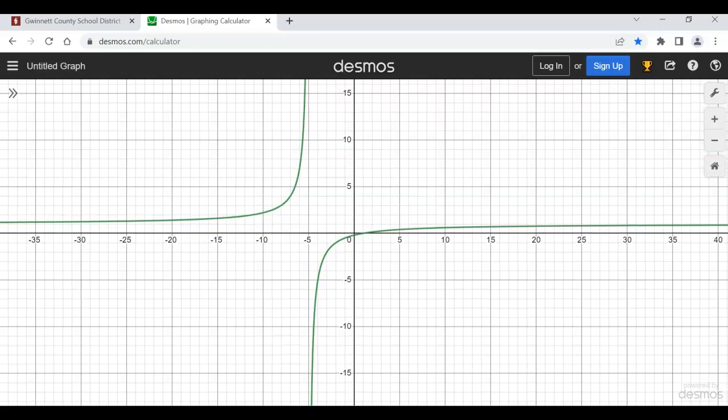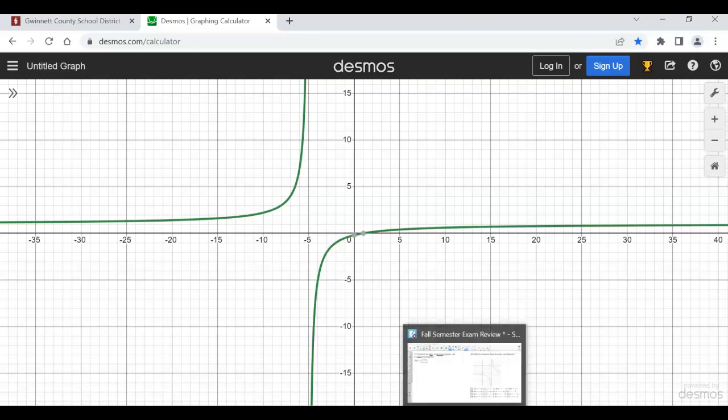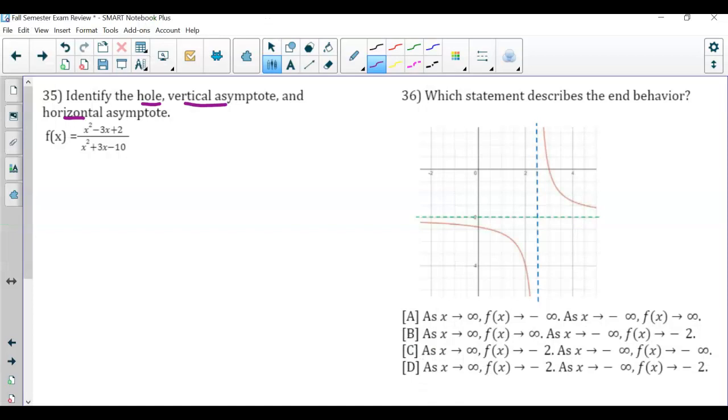Well, notice how it's getting closer and closer, but never reaching negative 5 here. So again, notice how it's getting closer and closer, but never reaching negative 5. So right now we're saying we have a horizontal asymptote at y is equal to 1 and vertical asymptote at x is equal to negative 5. Now we can't see where the hole is in Desmos, so we do have to calculate that. But let's check to see if we agree with those pieces where x is equal to negative 5 and the horizontal is y is equal to 1.